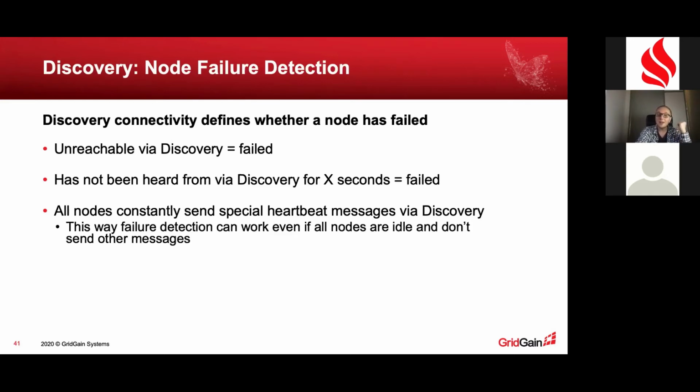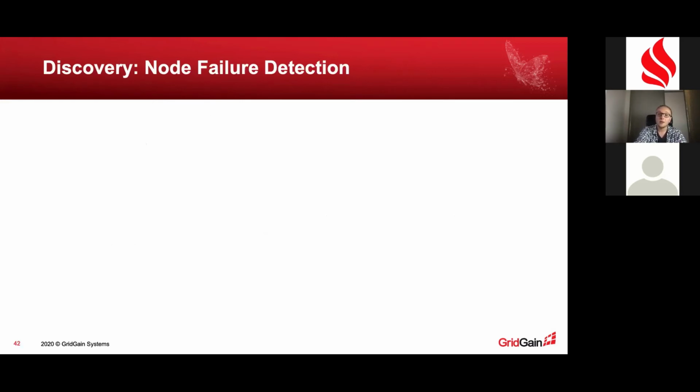And by constantly sending heartbeats, by constantly I mean every few seconds, we can make sure that all nodes always receive discovery messages from one another, and that's how we ensure that we can always tell whether a node is failed or not. And how the failure detection actually works. Here, I want to look at a couple of examples.